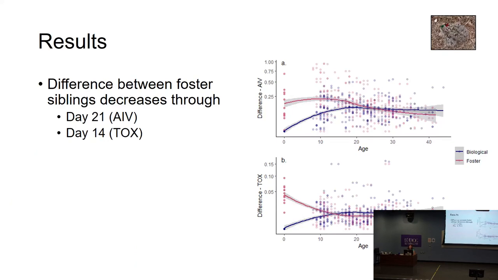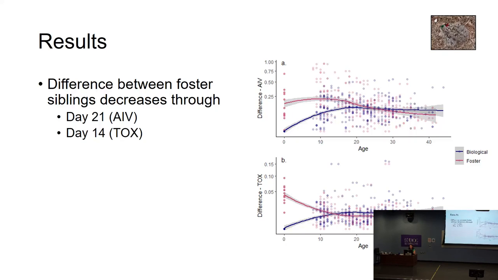So finally, looking at the comparisons between biological and foster siblings in our egg swapping experiment, we had pretty similar results. Basically, I'm showing the differences between foster siblings in pink and biological siblings in blue over time. So we start out with biological siblings being more similar, and they get less similar as time goes by, while the foster siblings get more similar.